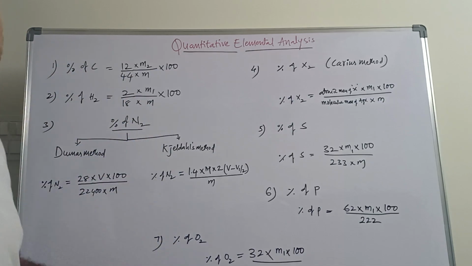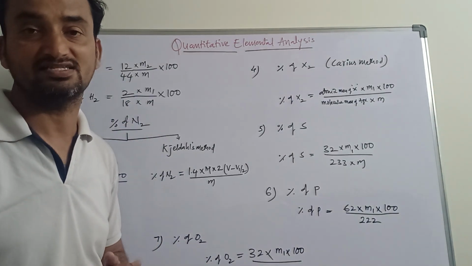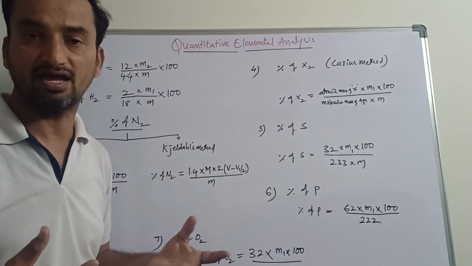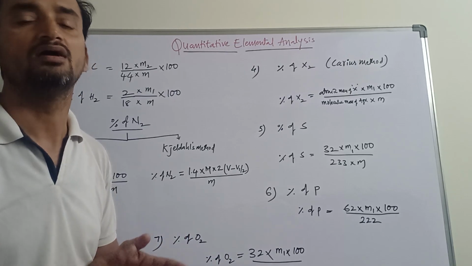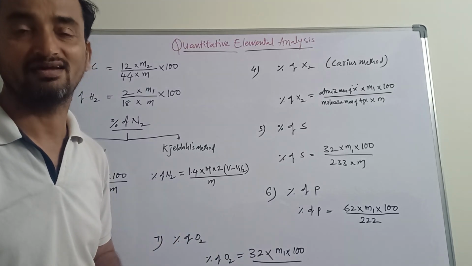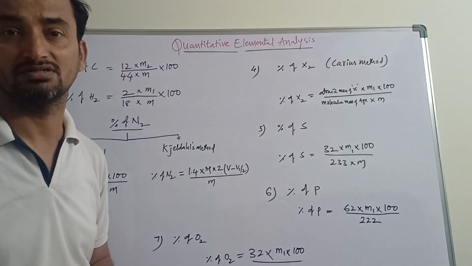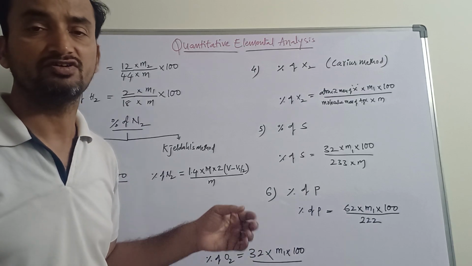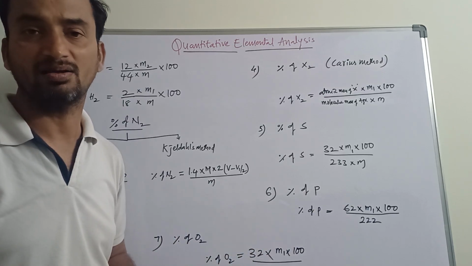So here we are going to estimate the different elements from an organic compound. First, we initially take m grams of organic compound. From that compound we estimate the percentage of different elements like carbon, hydrogen, nitrogen, oxygen, sulfur, phosphorus and halogens. First, in a hydrocarbon, carbon and hydrogen will be there.